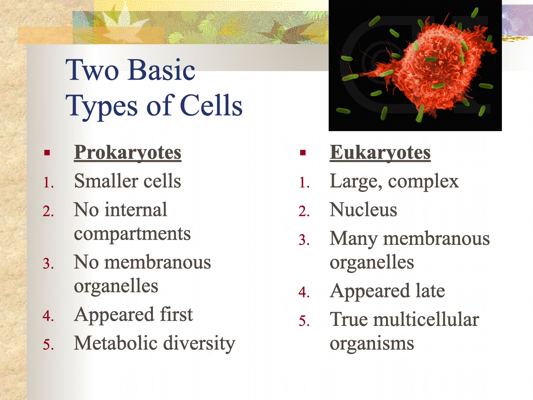Okay, so biologists identified that all living organisms contain cells, and then they've divided the world up into two basic cell types. All living organisms have either prokaryotic cells or eukaryotic cells. Prokaryotic cells are small. They're very simple. They have no internal compartments. There's just one fluid-filled chamber inside the cell. They have no little organelles that are doing separate things.